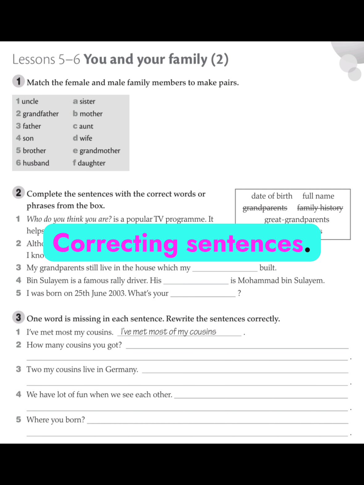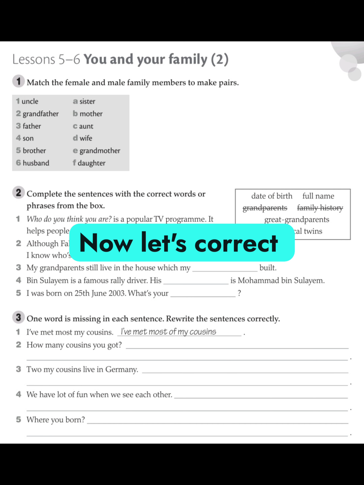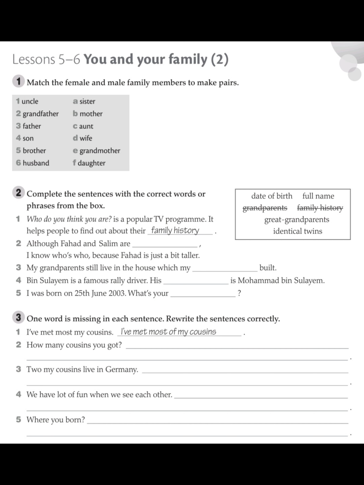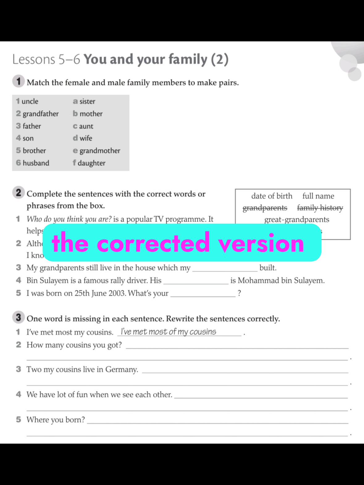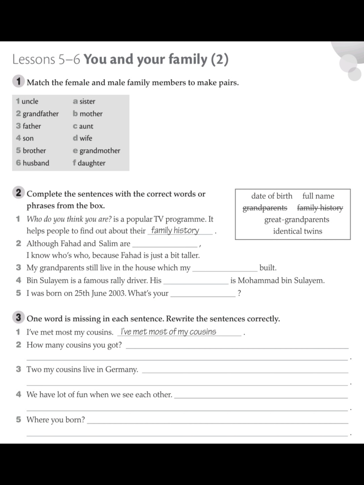Section 3, correcting sentences. Now, let's correct these sentences. I'll read each sentence, then give you a moment to think of the corrected version before we discuss it together. Sentence 1. I've met most my cousins. The correct sentence is, I've met most of my cousins.